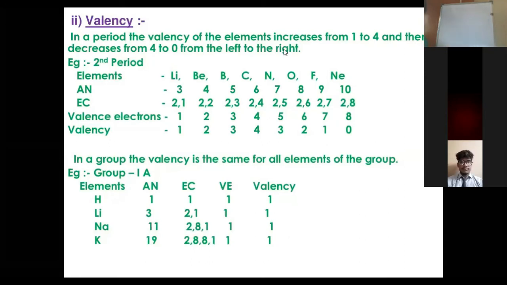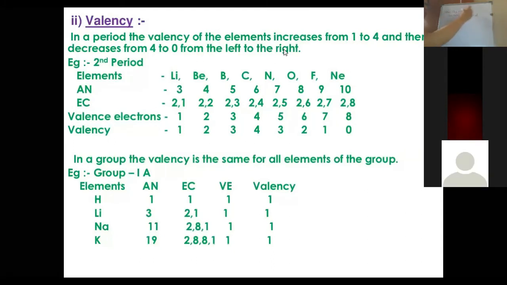We have already discussed how the chemical properties vary when we move in a group. Now today we will be discussing how the property varies when we move across a period, and what type of variation is shown by the properties. First of all, the first property which we are going to discuss is the valency.